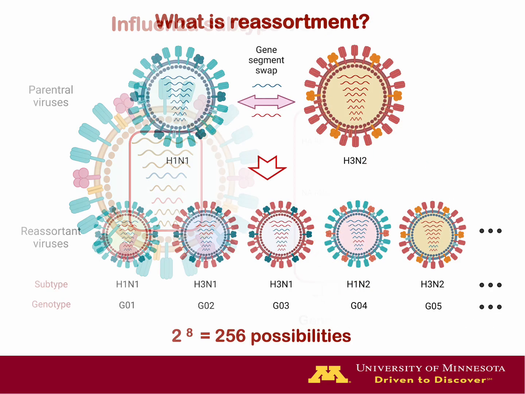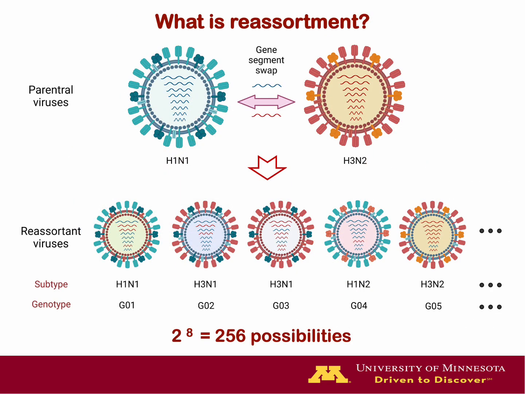The segmented genome enables two different influenza viruses to exchange their gene segments with each other and produce progeny virus with totally different genotypes. This process is called reassortment, and the newly produced progeny viruses are known as reassortants. Compared with the parental viruses, the reassortants have different genotypes but may still share the same subtype.